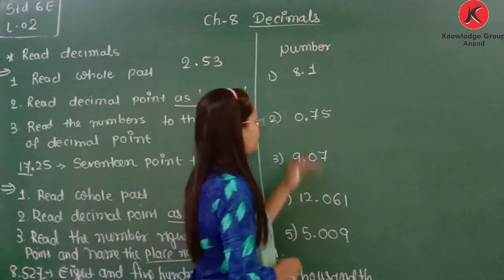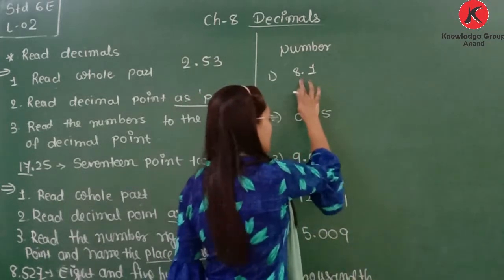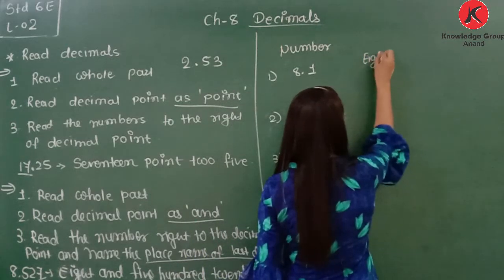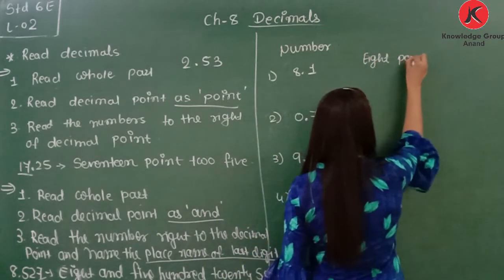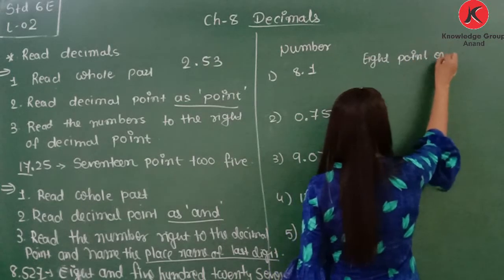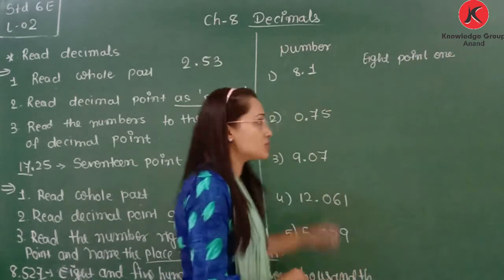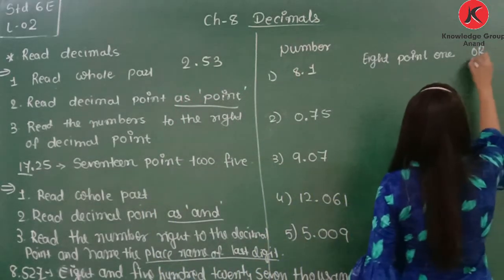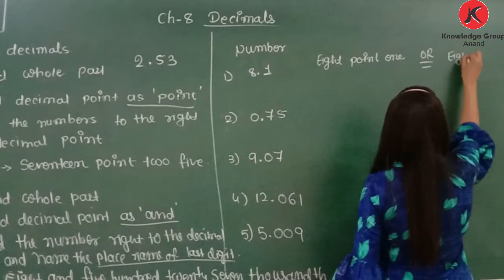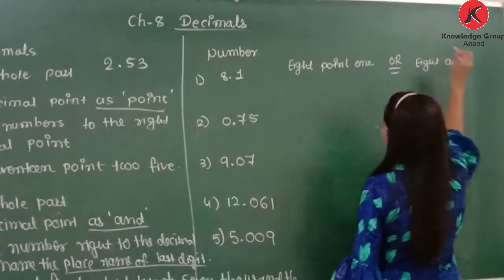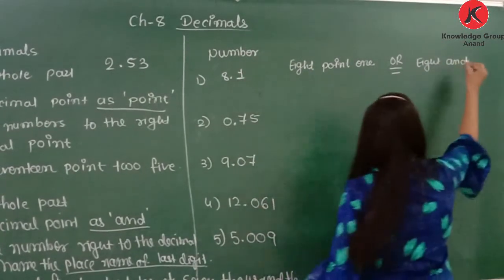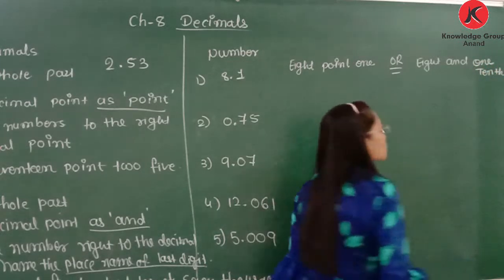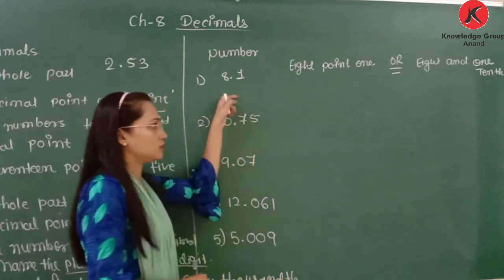So let's start. The first number given is 8.1. If we use the first method, we write it as 8 point 1. Now if we use the second method, how can we read it? 8 and 1 tenth. So this is the name of the first digit.